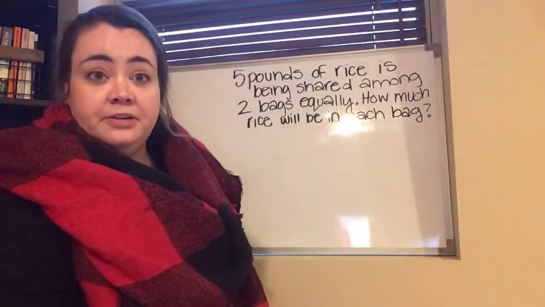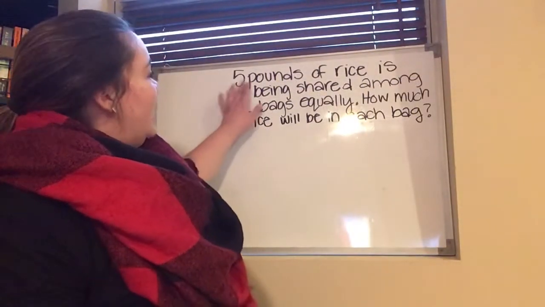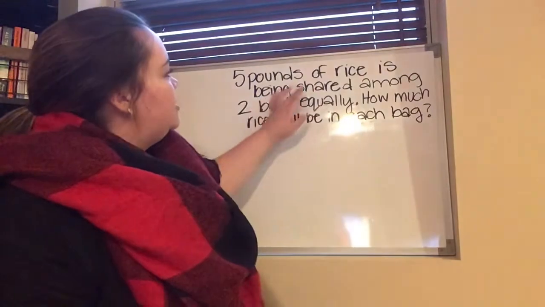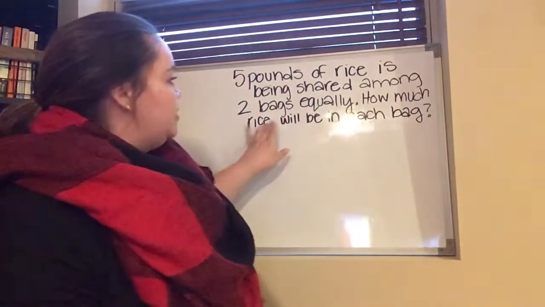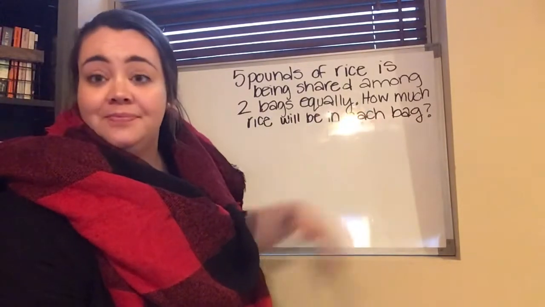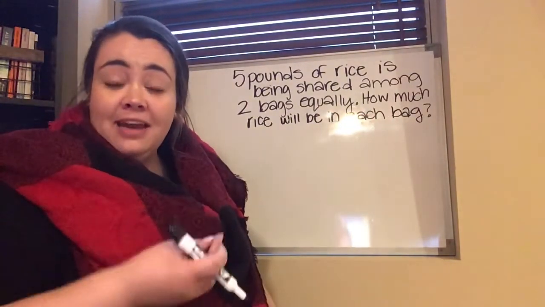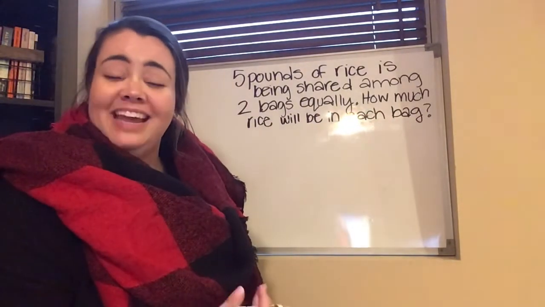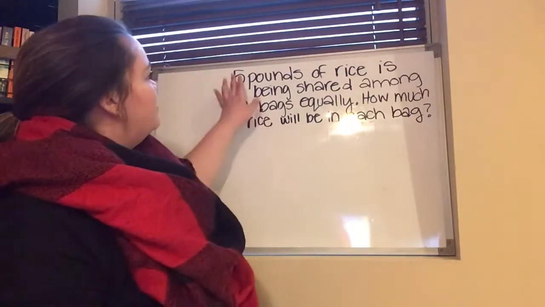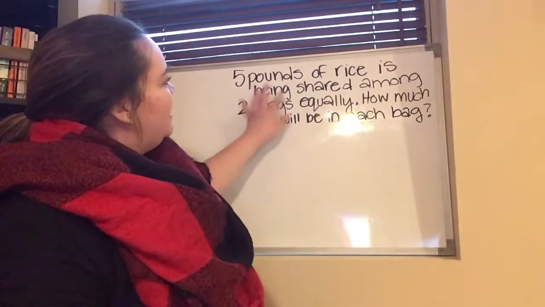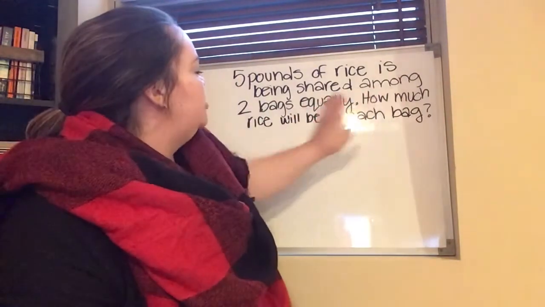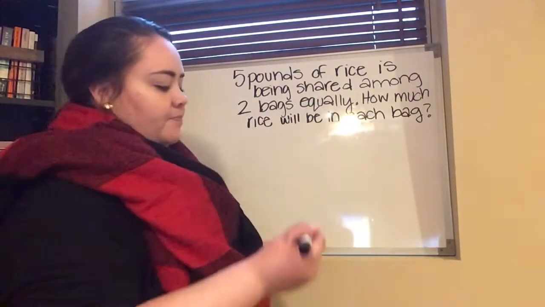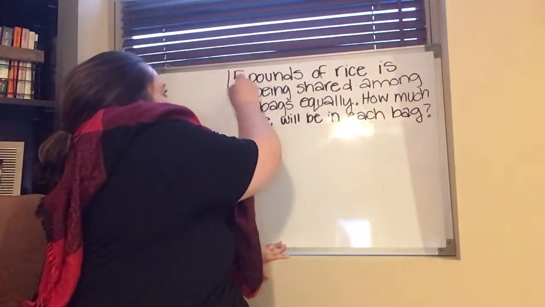All right, we're ready for another example. This example says 5 pounds of rice is being shared among 2 bags equally. How much rice will be in each bag? Same thing, I'm going to read it again. I'm going to box my key numbers and terms, anything that I think is important. 5 pounds of rice is being shared among 2 bags equally. How much rice will be in each bag? I'm going to box 5 pounds.